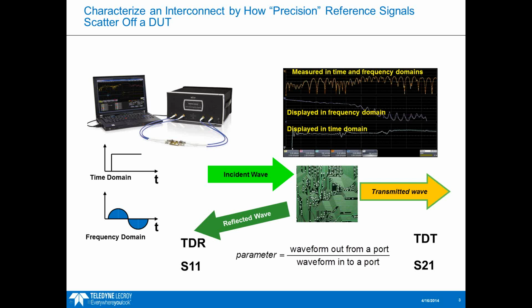Norman, you mentioned moving cables may impact results. Is this only due to connector mismatch changing?